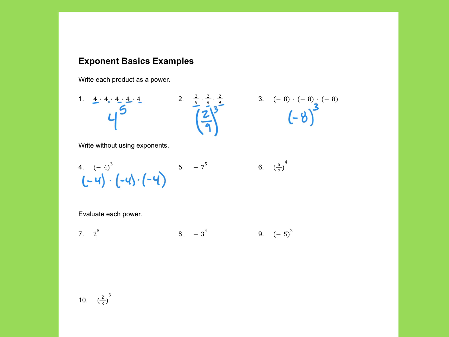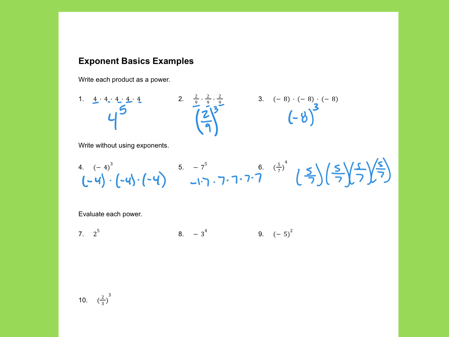And now here I've got -7 to the 5th, but that negative sign is not in parentheses, so I don't want to put it in parentheses. 2, 3, 4, 5 sevens. Or I could put that as a -1 times all those 7s. And then the fraction one, so I've got 5 7ths 4 times. Now in this case, if I were to remove the parentheses, it wouldn't make a difference, but it's not a bad idea just to get used to putting in those parentheses.